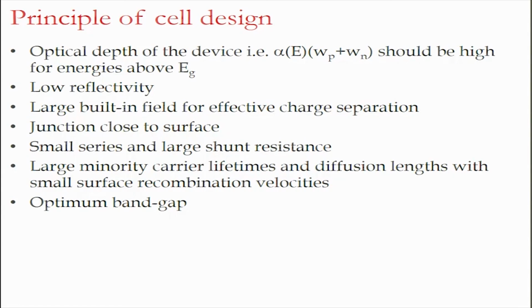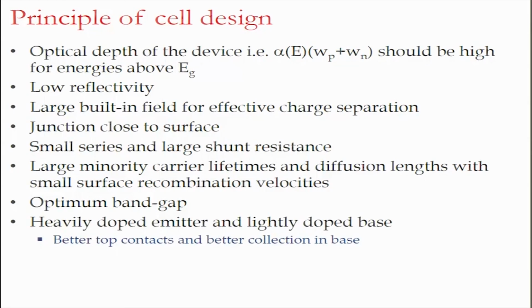The material must have an optimum band gap, and generally we prefer, especially for silicon, a heavily doped emitter on top, and a lightly doped base, and this is mainly to ensure you have good contacts and carrier collection especially in the base region. So, we will come to the details of these from the perspective of silicon in the next lecture, because we are running out of time for this lecture. And so, what we have discussed is basically the evolution of solar cells and the general framework in which we will now discuss the rest of the lectures. Thank you.